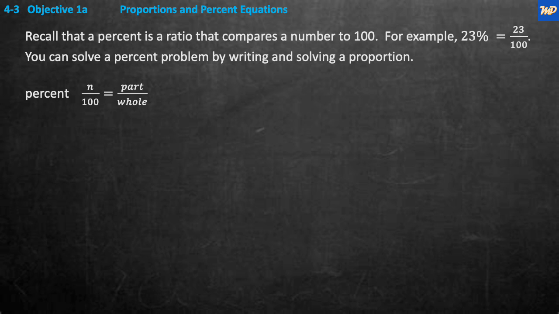Okay, objective 1, proportions and percent equations. Recall that a percent is a ratio that compares a number to 100. For example, 23% is equal to 23 divided by 100. So just remember that. Percents are always a number divided by 100. So looking at the formula, percent, n divided by 100, that's the part that you're addressing, right? N divided by 100 is equal to the part divided by the whole. And we'll talk about that in future video slides.